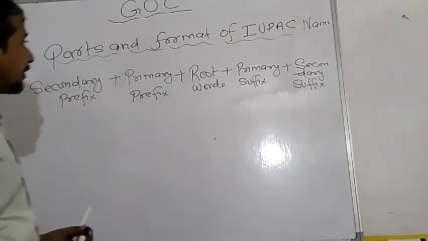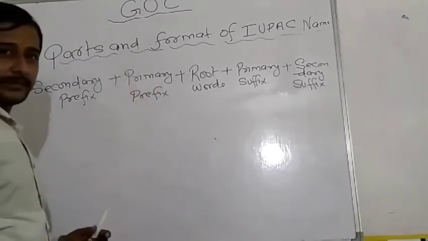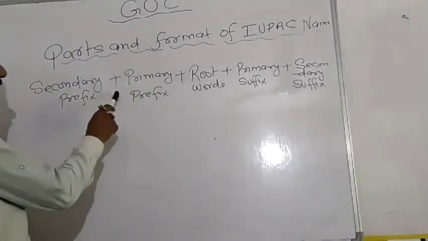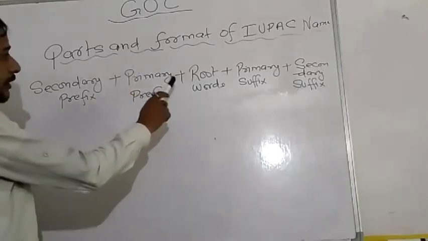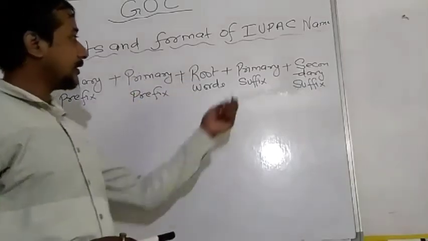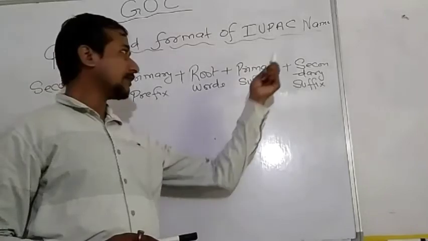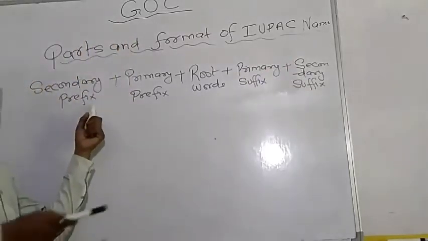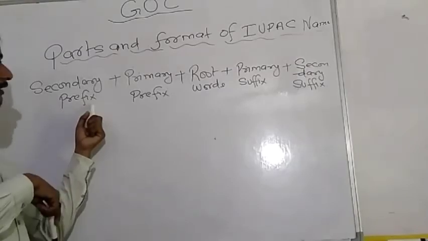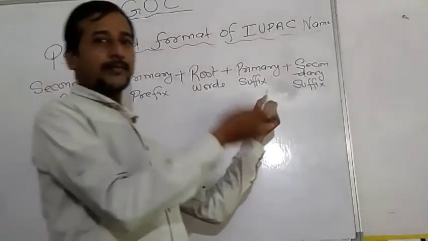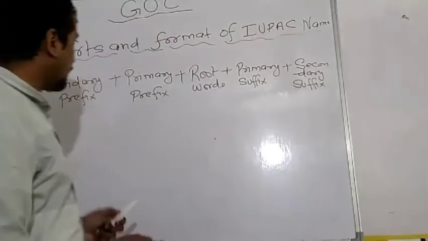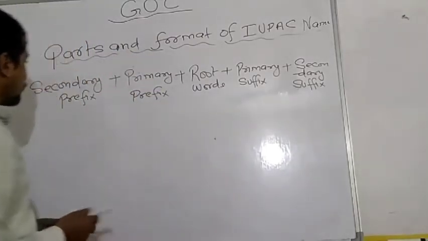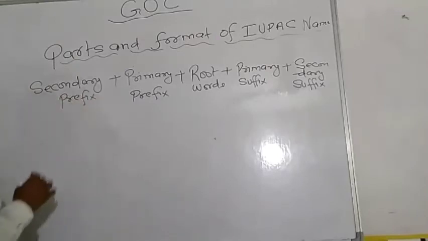So now, how can this format be told here? Secondary prefix plus primary prefix plus root word plus primary suffix plus secondary suffix. So look at here. Prefix means first, suffix means after. So that's why this is generally the parts of the IUPAC nomenclature. Now look at here about the secondary prefix.